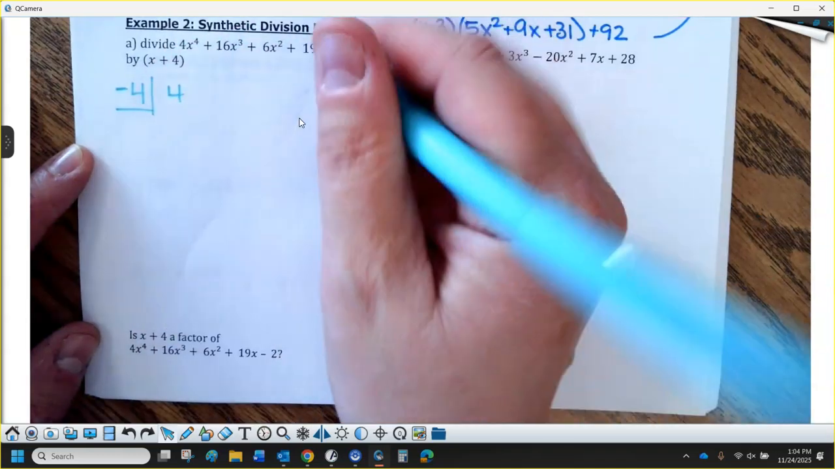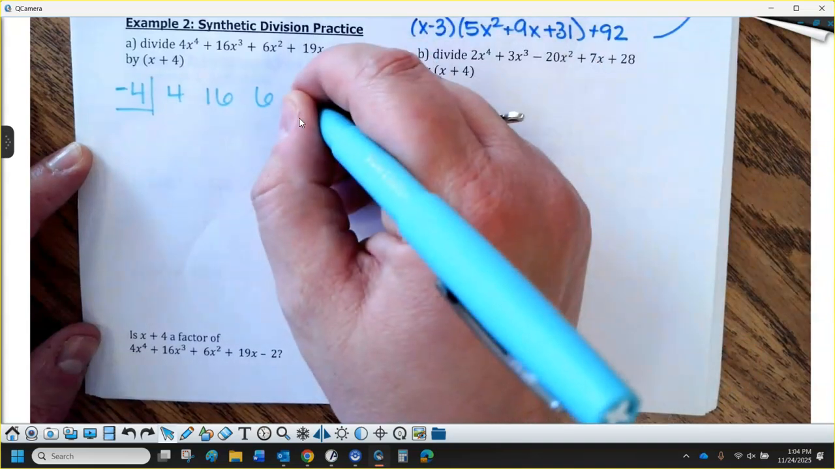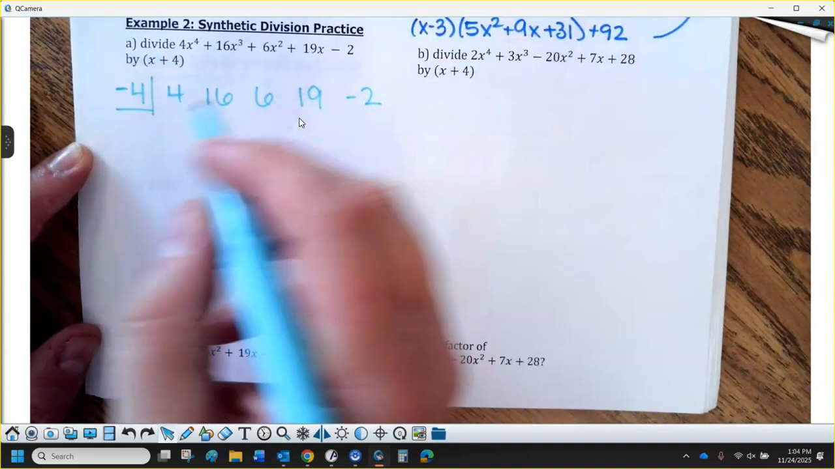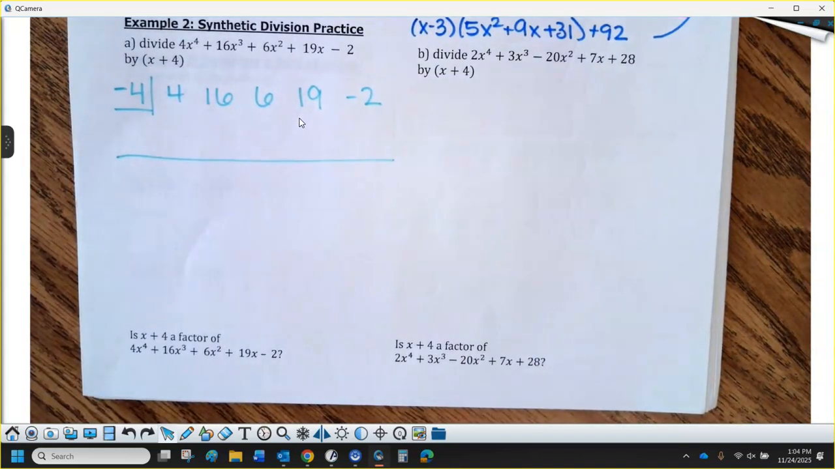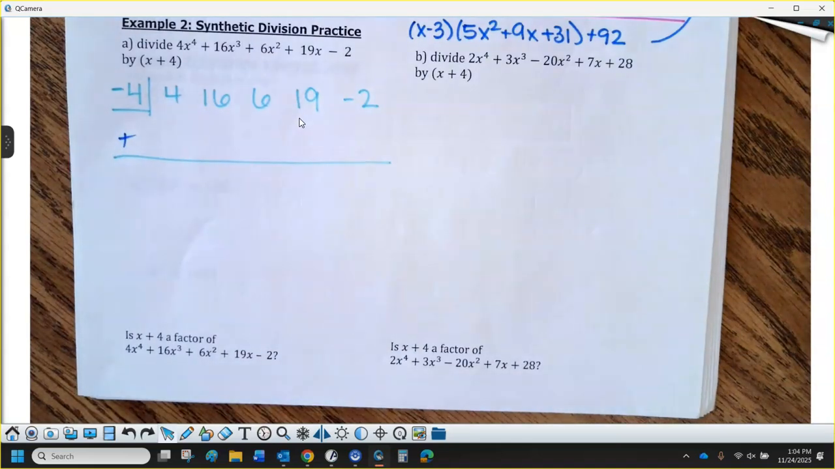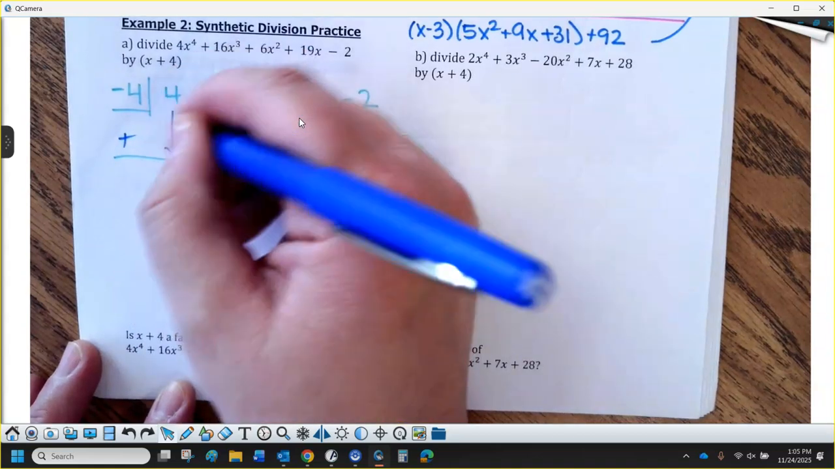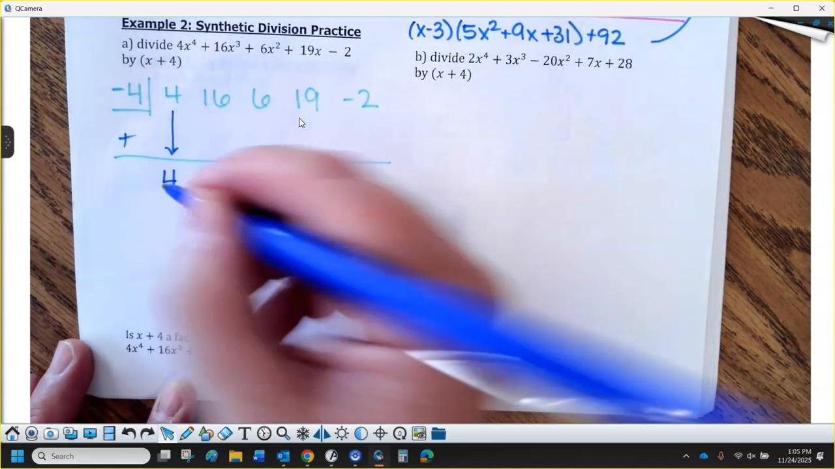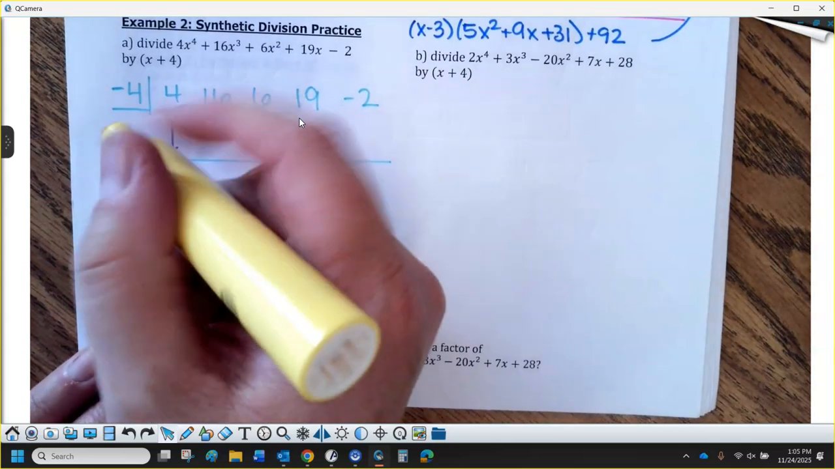So then I'm going to write the coefficients: 4x to the 4th, 16x cubed, 6x squared, 19 x's, and then just a negative 2. Leave yourself enough space to write a number underneath there, and then I'm just going to draw a line. Now, the whole reason to change this number up is so we can add the numbers stacked on top of each other. It's a little bit easier to work with if we have that. But the very first step, just take that first coefficient that you wrote down and write that below the line. And that's going to start the entire process. So again, you don't have to use a highlighter. I'm just going to try to show you how this goes.